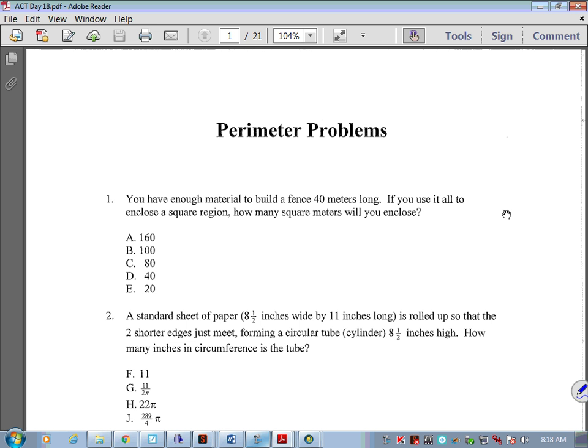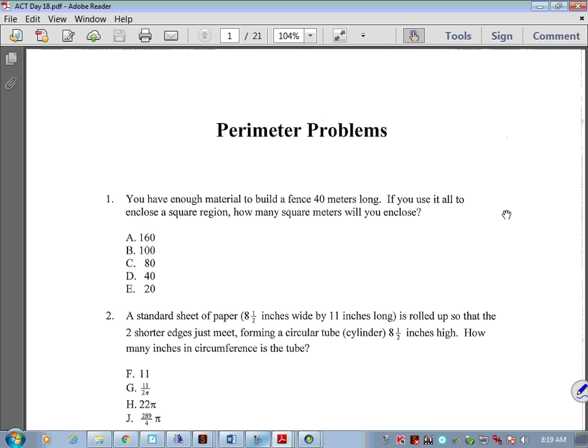Okay, are we ready for the next page? Okay, 4, 5, and 6. 4 is K, 244. 5 is H, which is 20. And 6 is H, 36. All right, if we're ready, we'll keep moving.